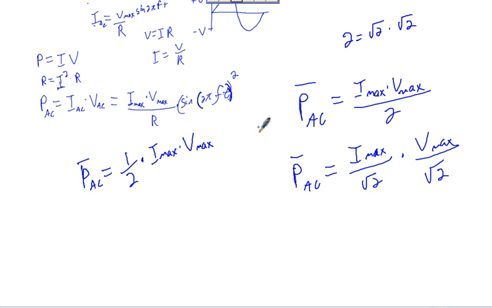So we end up turning this equation into the average power is equal to I, and instead of saying max, we say root mean square, times V root mean square. So the RMS means root mean square.